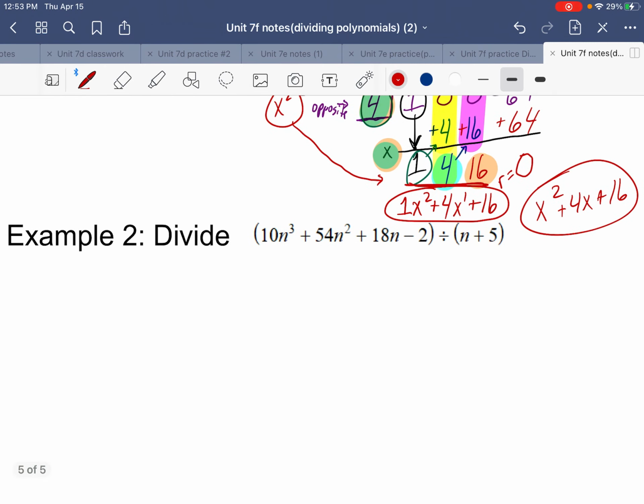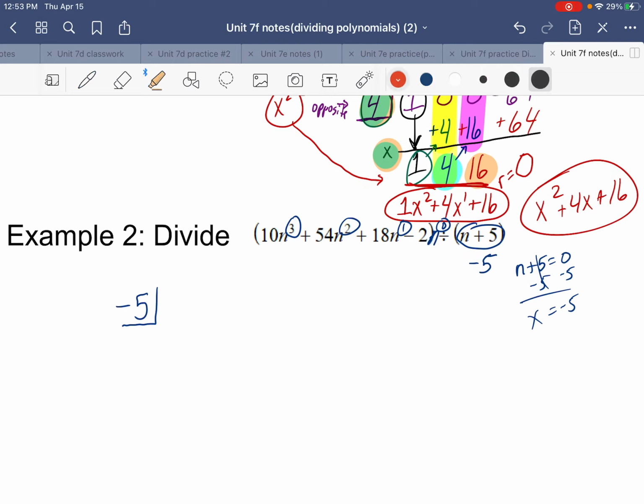All right, let's look at our second problem. So we have exponents go from 3, 2, 1, and then it's the constant term, or you can look at it as it goes to 0. All right, no skip terms. We look at what we're dividing by. It's n plus 5, so what we're going to put in our little backwards L is opposite, so negative 5. I guess you could think of it as that's the solution if you did something like this. So you're actually putting the solution in. You're acting as if it's a solution. You could look at it that way.